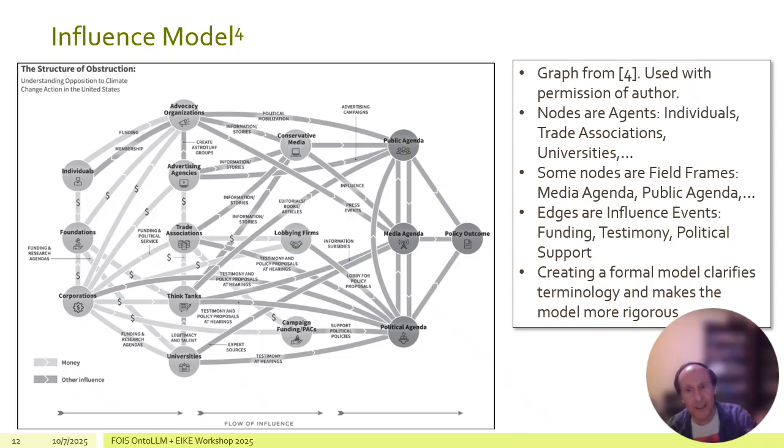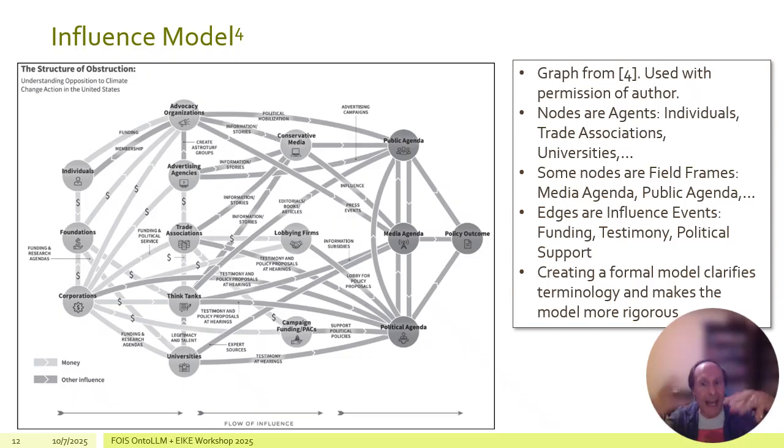The other thing about this graph is this is really a meta model. So this does not describe any specific example of a flow, starting with money from a corporation and then going to a think tank, and then maybe going to a lobbying firm and creating things that are picked up by the media and so on.